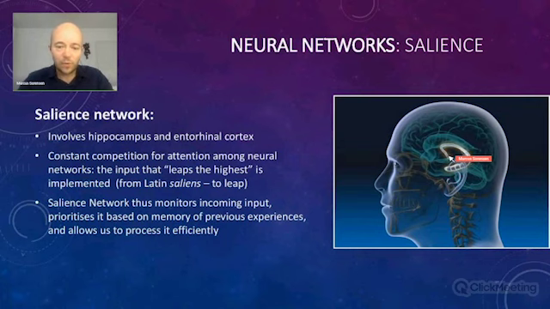So the salience network involves the hippocampus, which is related to memory, and the entorhinal cortex, which is located just laterally to it. And that is the gateway to the hippocampus, if you like. So what the salience network is doing is it's constantly monitoring all of this automaticity that we spoke about earlier that's going on in the brain, and it's selecting for us the input that's leaping the highest, the one that has the most charge behind it. So you could say that the salience network is in fact monitoring input.